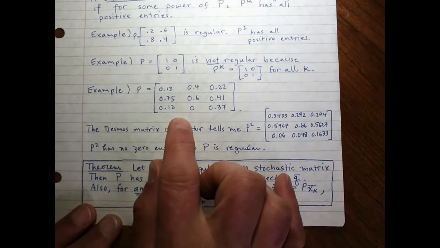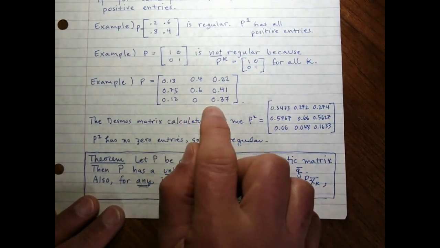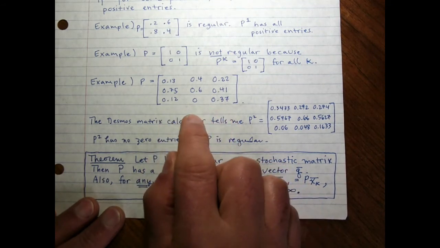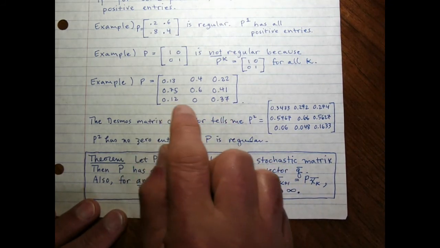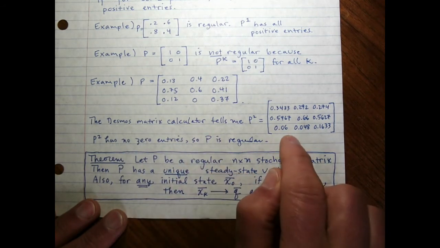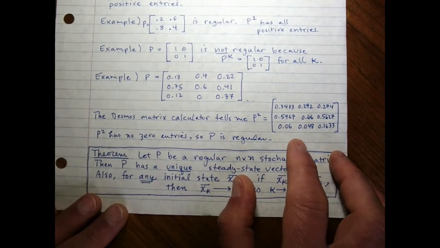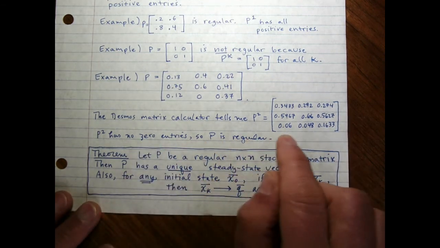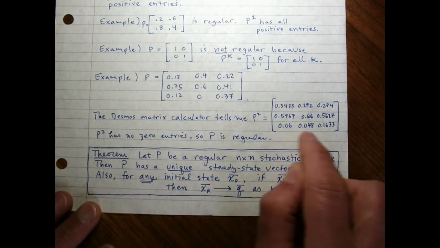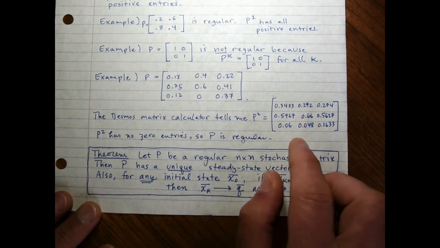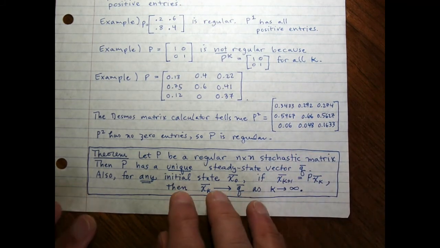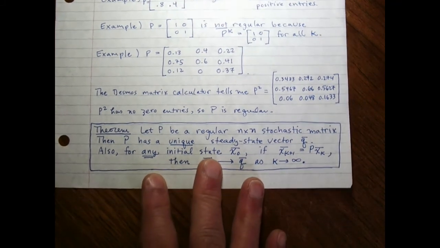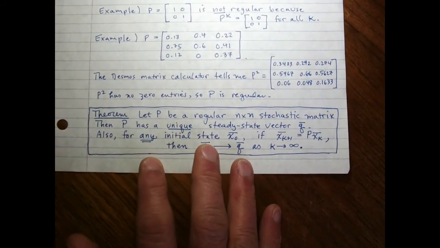Here's one, I don't know where I got this example from. This P is a stochastic matrix. I used a Desmos matrix calculator to give me P squared, because it's kind of a mess of decimals. And again, as soon as I see that I have a power that does not have 0 entries, we call P regular. Now you're not going to have to apply this theory. I just want you to see this theorem.